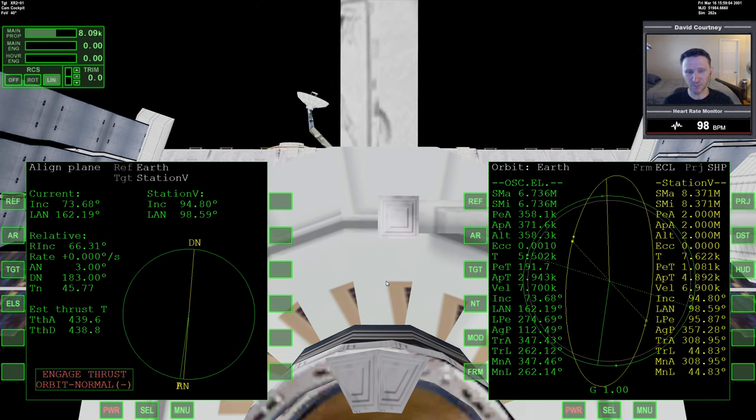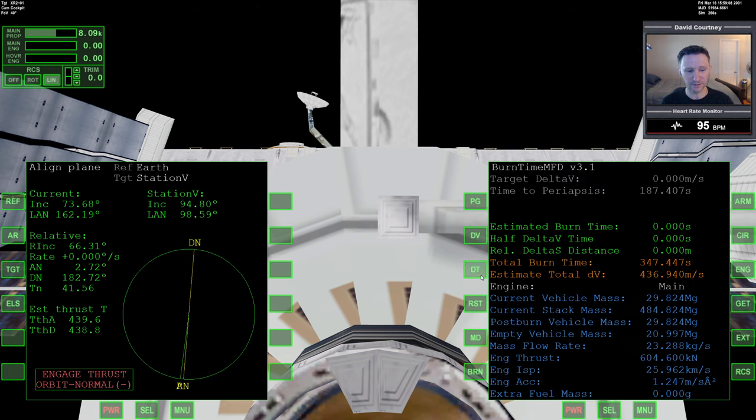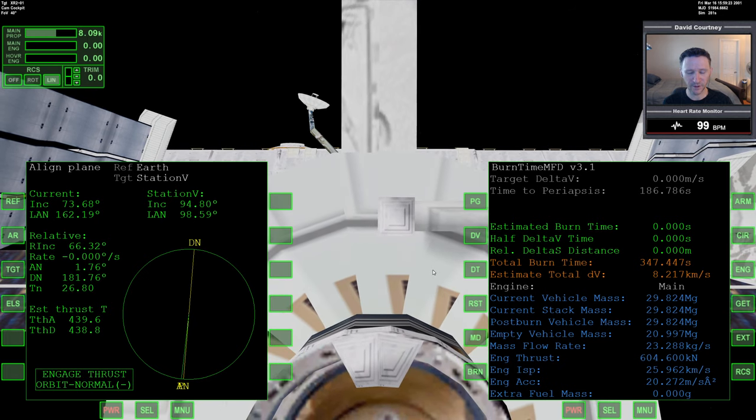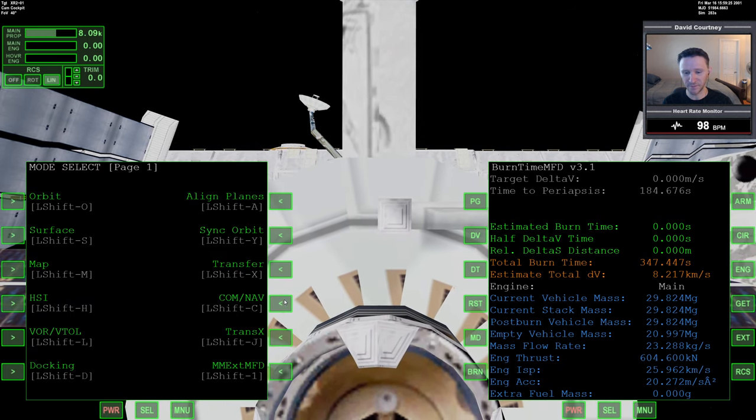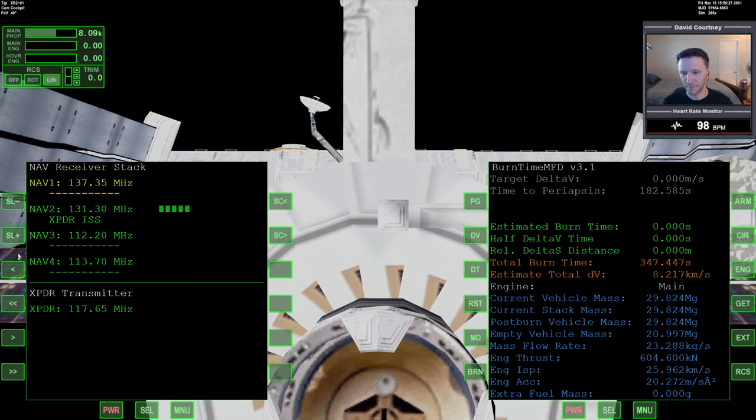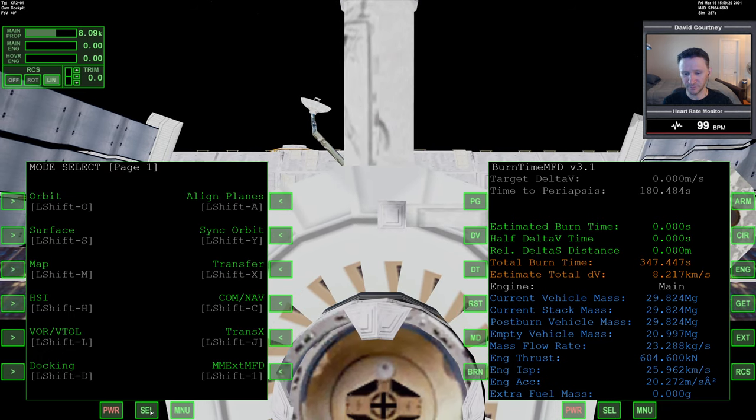So let's take a look at what our budget is. And we can do that by bringing up Burn Time Calculator and looking at our estimate total delta V. Now, of course, we're docked with the ISS, so currently this number doesn't mean anything. So first thing I'm going to have to do is undock, Control D. Undocking. And then right away, to get rid of that ding, I'm going to go to COM/NAV and go off frequency 50. I just don't want to listen to that.